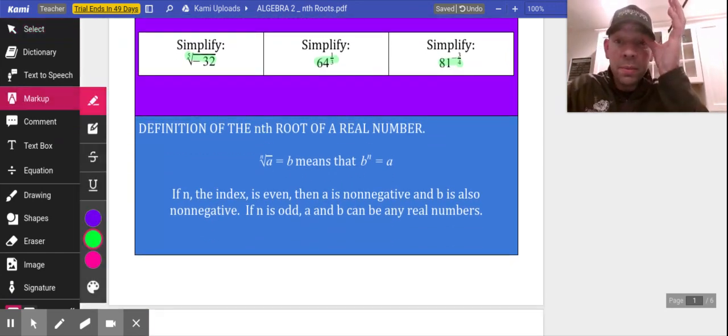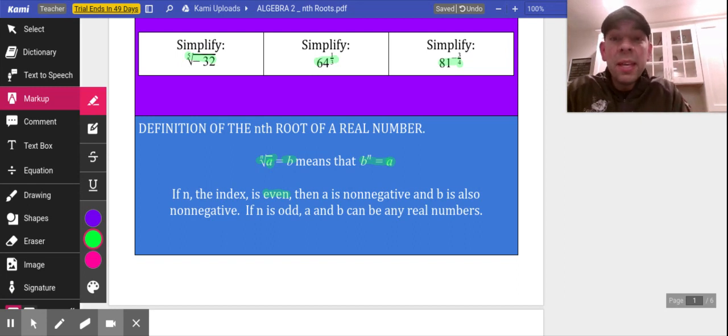Our definition of the nth root of a real number says the nth root of a is going to equal b, and that means that b raised to the n equals a. If n is the index and it's even, emphasize that in our notebook, then a, referring to this guy up here in this expression, is going to be non-negative, and b is also going to be non-negative. In other words, both a and b are going to be positive.